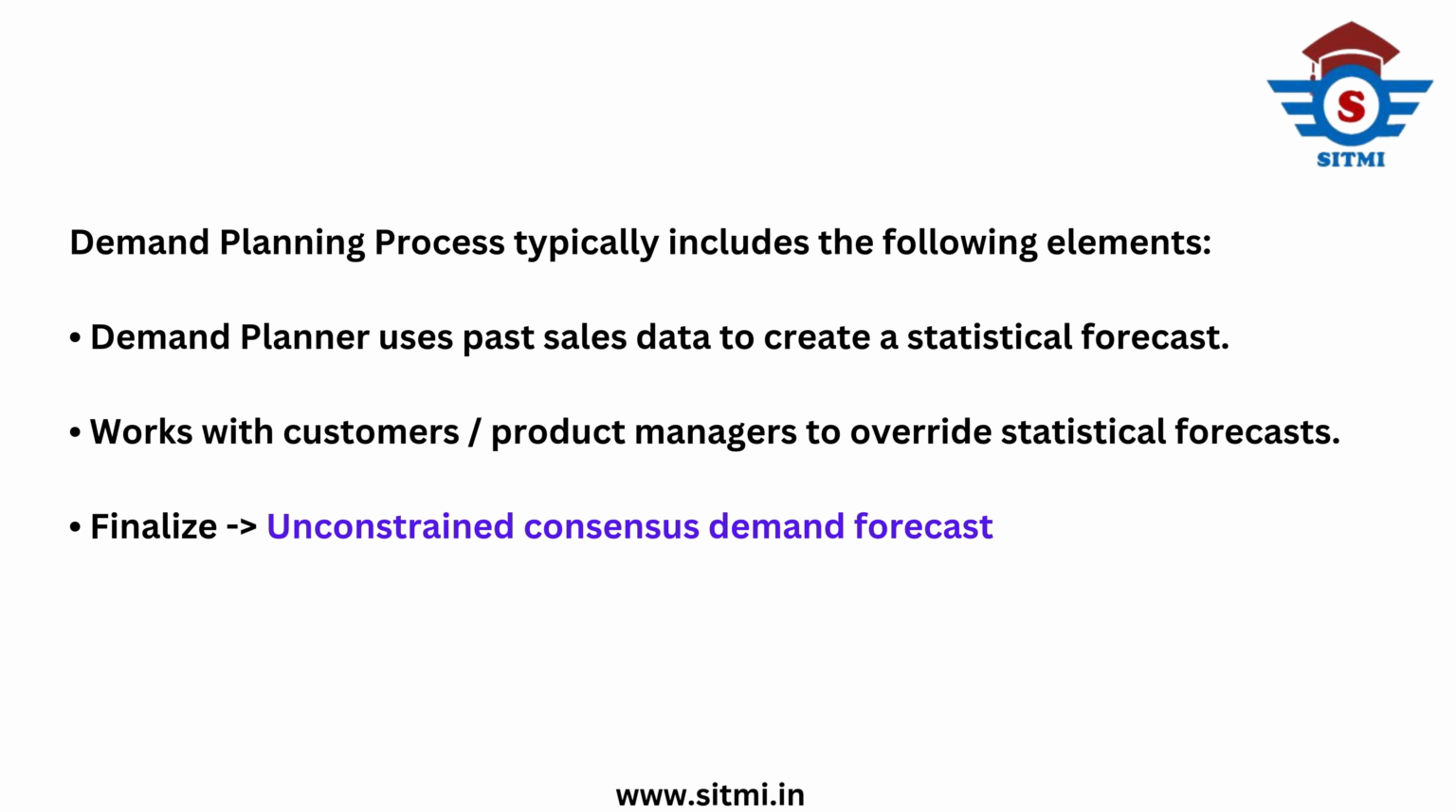The demand planning process typically involves multiple elements. First, the demand planner uses past or historical sales data to create a statistical forecast. Then demand planners work with the customers and product managers to override the statistical forecast by considering their inputs, if they anticipate greater or lower demand and by how much. And then the demand planner finalizes the consensus forecast, which is also called the unconstrained consensus demand forecast, because at this level there is no constraint in the demand plan so far.